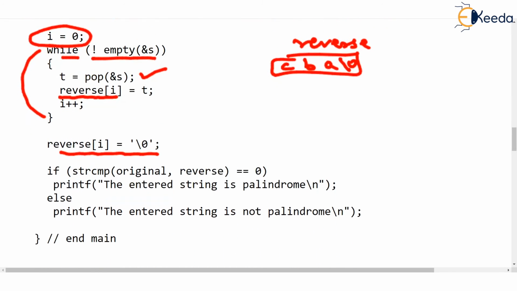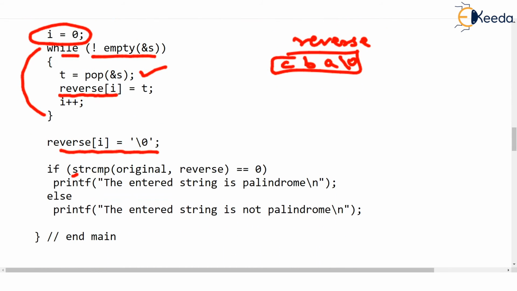Last thing, but most important, we check with strcmp whether original and reverse are equal. If they are equal, then strcmp returns 0. If it returns 0, we will print the string as palindrome, otherwise not palindrome.